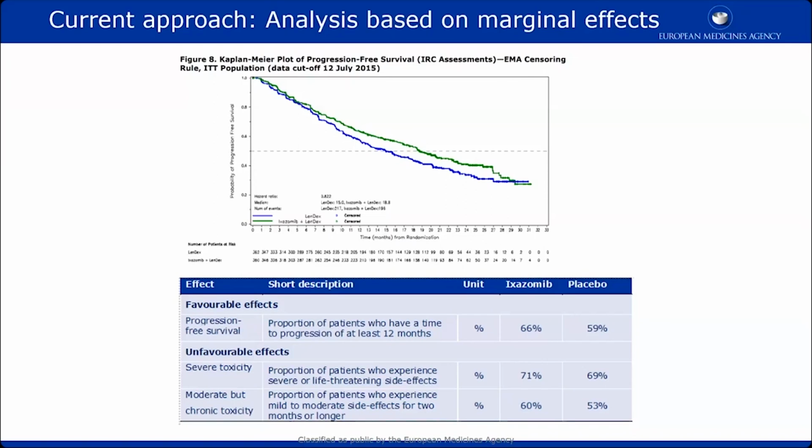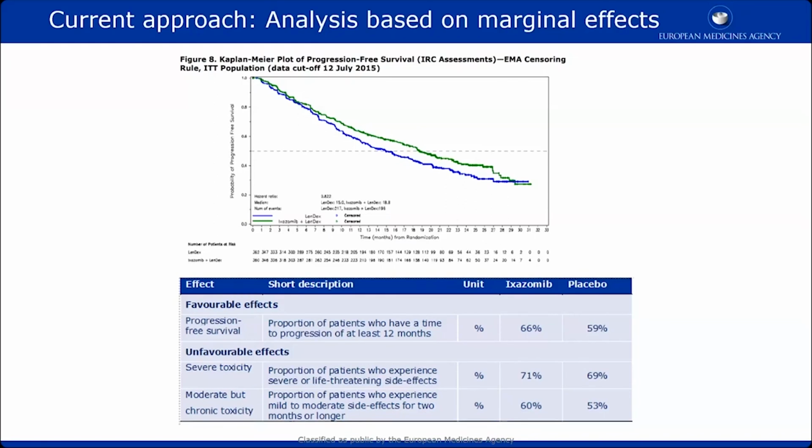And it's kind of difficult to balance these different things, and progression-free survival includes things like death, so which one is a benefit or a harm? It becomes difficult to compare these almost abstract quantities. And this is how we do the majority of benefit risk assessments today.